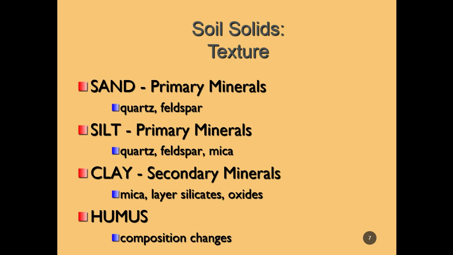So a lot of this comes from our parent material, if you remember our soil forming factors. So for parent material, sand is primarily quartz and feldspar, silt is quartz, feldspar, and mica, clay is mica and other silicates and oxides. And then humus has a whole bunch of different composition changes.